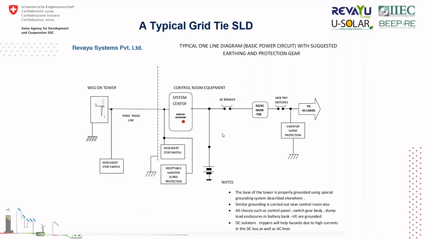So this is a typical grid tie SLD. First is the wind turbine, where the three-phase line is. Then we install a wind charge controller, and as I said, it generates AC power, which enters the wind charge controller. From this wind charge controller, it gets converted to controlled DC.